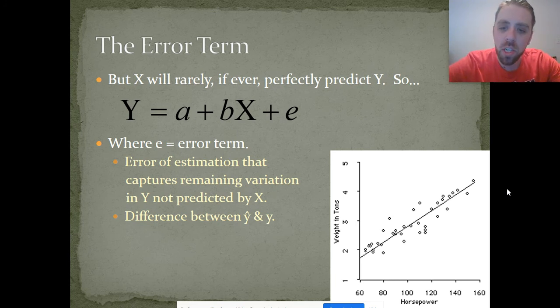You may remember this term of y hat. We went over that with the, when did we do that? Central limit theorem. It's the difference between an observed value and a predicted value. So y hat and y, the difference between that is captured by E, the error term. It is the piece of the variation that cannot be attributed to movement in X.